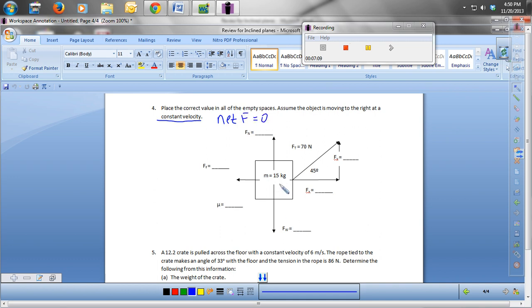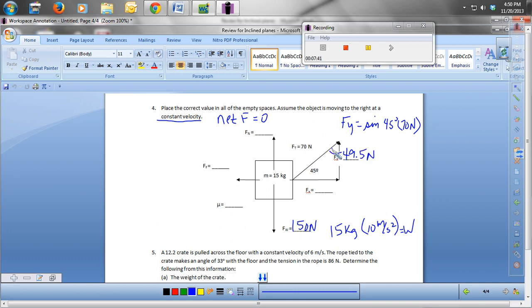So this thing has a mass of 15 kilograms, so 15 kilograms times 10 meters per second squared gives me my weight. So that's 150 newtons. This is Fy, and I'm going to find that by saying that Fy is equal to the sine of 45 degrees times the hypotenuse, which is 70. And that gives me 49.5 newtons.